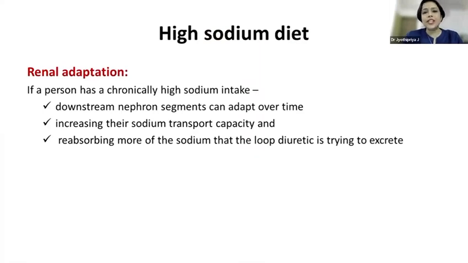Now, what happens when the patient is on a high sodium diet? There is something known as renal adaptation. If a person has a chronically high sodium intake, the downstream nephron segments can adapt over time and increase their sodium transport capacity, and there will be more reabsorption of the sodium that the loop diuretic is trying to excrete. So basically, there will be a compensatory reabsorption due to this renal adaptation.